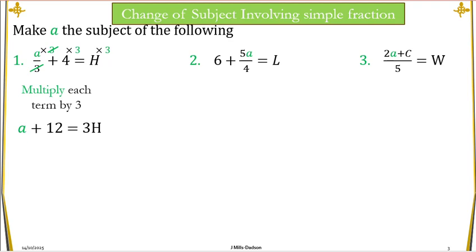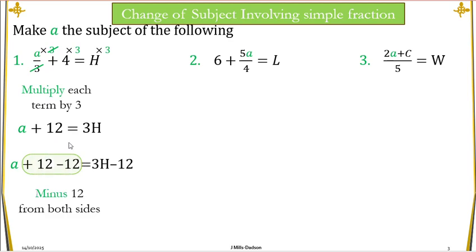Now if I want to make A the subject, then all I need to do is get rid of the plus 12 by taking away 12 from both sides. And that will give me A equals 3H minus 12. Obviously, if I started with the plus 4 by taking away 4, we'll still come to the same thing, but I prefer it this way. Let's look at the second example.